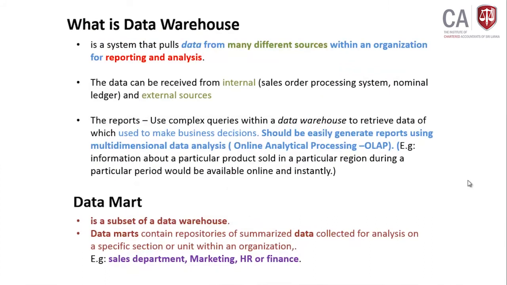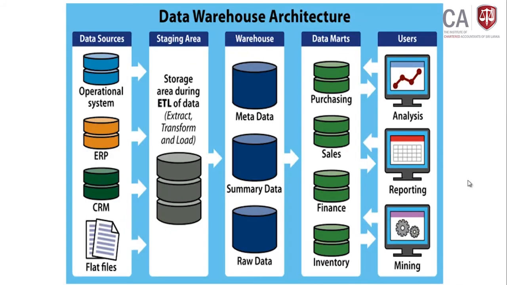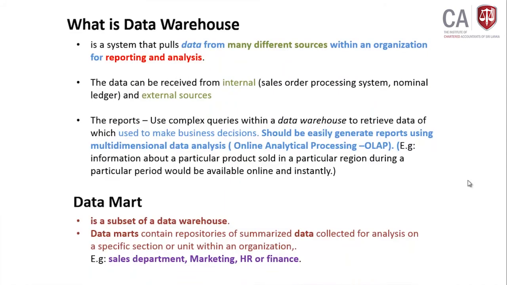What is a data warehouse? A data warehouse is a system that takes data from many different sources within an organization for reporting and analysis. So, that is storing data from different sources, and those data can be received into the warehouse from internal and external sources as well.